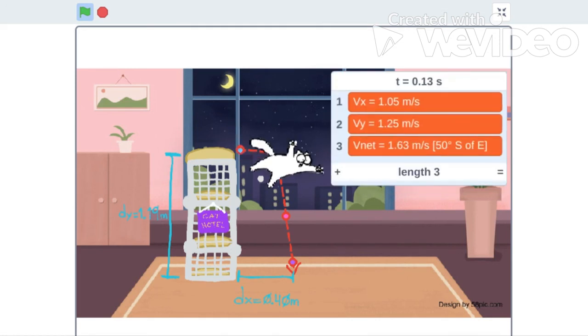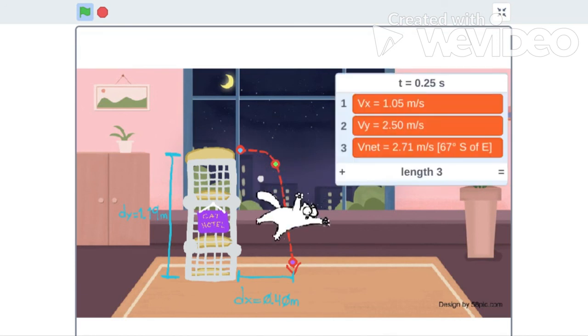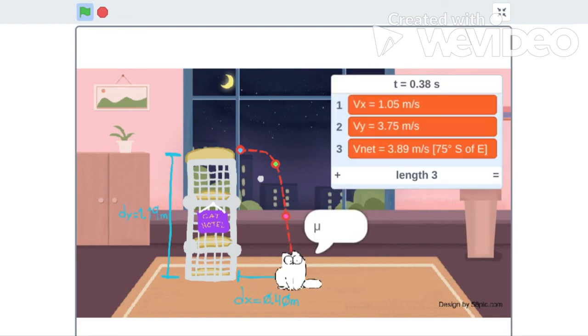At the second point along his trajectory, his velocity in the x direction remains the same, and his velocity in the y is 1.25 meters per second, with a net velocity of 1.63 meters per second, 50 degrees south of east. By his third point, he has a Vy of 2.50 meters per second, a Vnet of 2.71 meters per second, 67 degrees south of east, as the velocity in the x stays the same. Finally, at his last point, we know his Vx is 1.05 meters per second, his velocity in the y direction is 3.75 meters per second, and he has a net velocity of 3.89 meters per second, 75 degrees south of east.